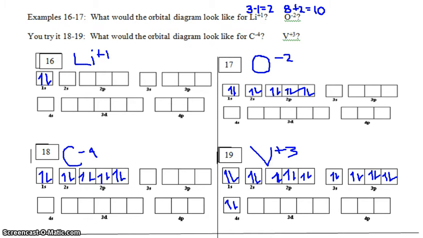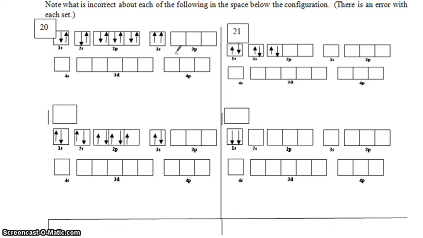And we have one more question. It says, what is incorrect about each of the following? There is a mistake with each one. On number 20, the mistake is right here. We have both arrows pointing up, and they are representing opposite spins, so they should be pointing in opposite directions in the same orbital space, the same box. Okay, here our mistake is right here. We should not pair them up. This p, you have to separate them first and then pair them up if there's more than 3. So that's the mistake there.